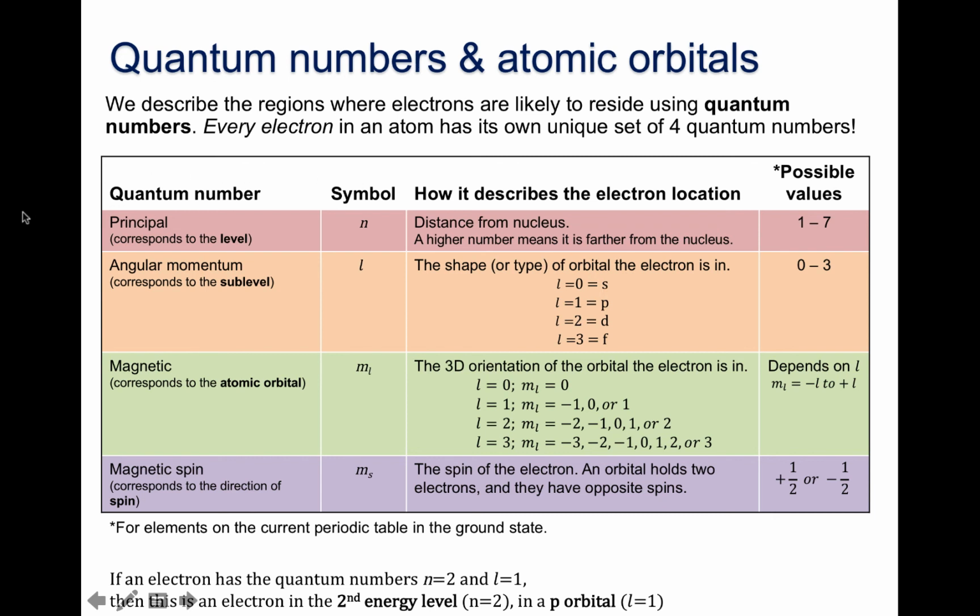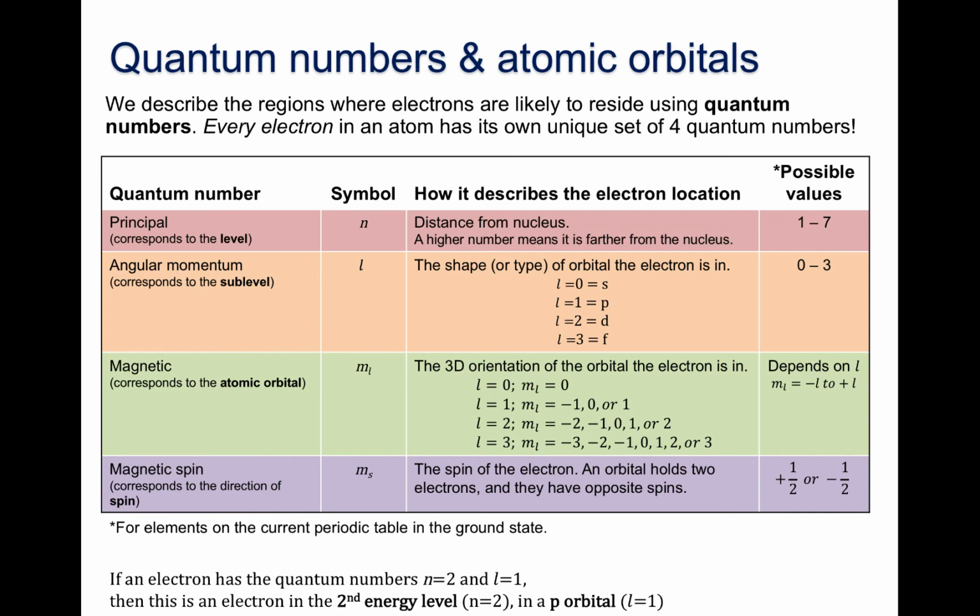The only two quantum numbers you're going to be responsible for in terms of understanding how to interpret the values are the principal quantum number and the angular momentum quantum number. But we also have the magnetic quantum number and the magnetic spin. The magnetic is the orientation, and the magnetic spin is the way it's spinning, clockwise or counterclockwise.